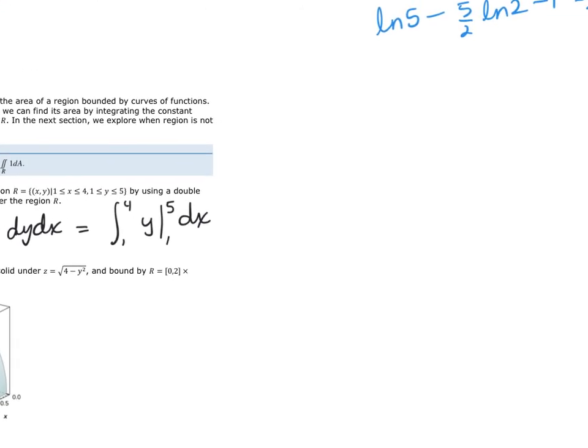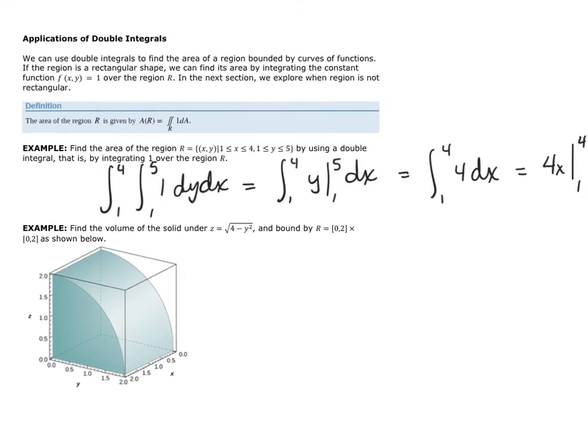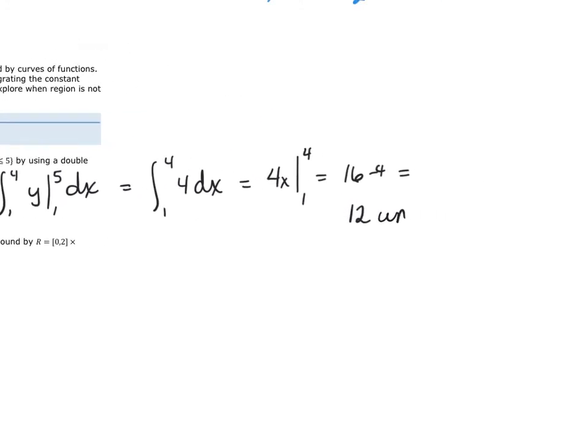This is going to be pretty nice. So we have y from 5 minus 1 is 4. So this is integral from 1 to 4 of 4 dx. And so this will end up becoming 4x, evaluated from 1 to 4, which gives me 16 minus 4. So my answer is 12. And this is the area, find the area of the region. So it's units squared.